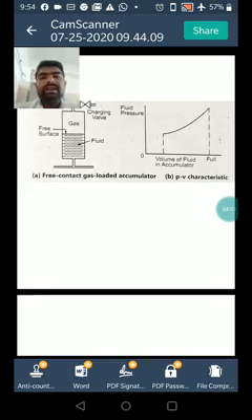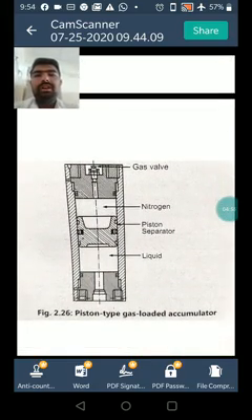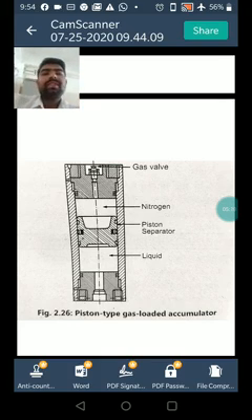Second point, the separator type of accumulator. This is the most commonly used type of accumulator. In this type, there is a physical partition between the gas and the oil. This partition or separation allows effective utilization of the compressibility of the gas. The separated types of accumulator are further divided into three types: piston type, diaphragm type and bladder type.